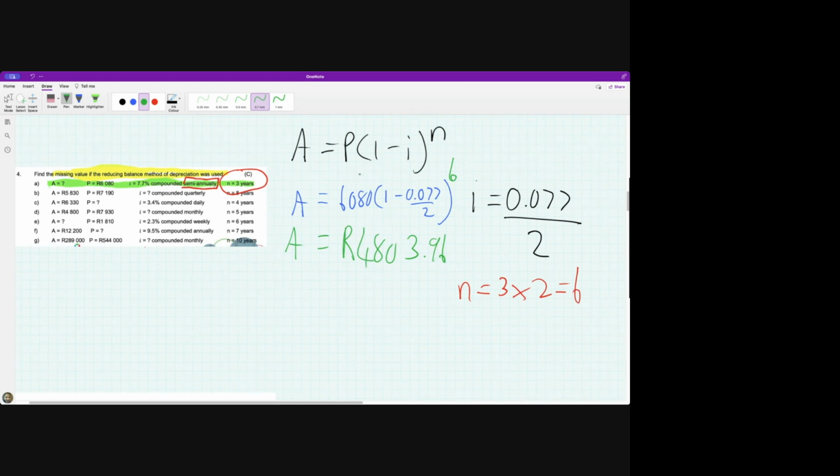Give me a quick score out of 10 for how you are feeling about financial math so far. 0 is unhappy face, I don't know anything. 5 is I'm getting there, but I need to improve. 10 is I know this back to front. Where are you sitting on your scale at the moment? Okay, lots of 6s, 5s, 6s. So we're in the right place. We just need to keep swimming or keep practicing.